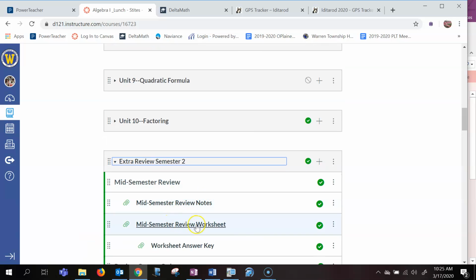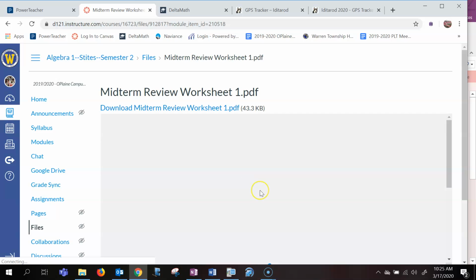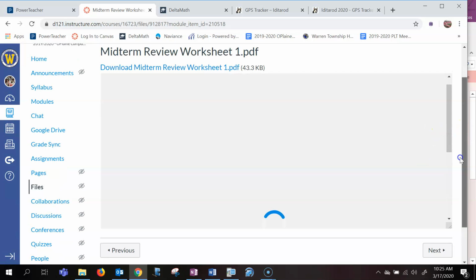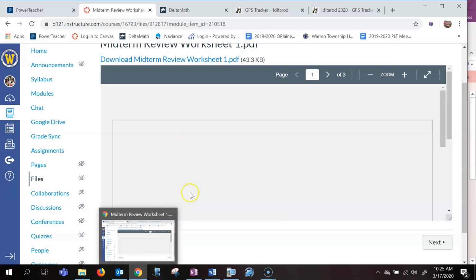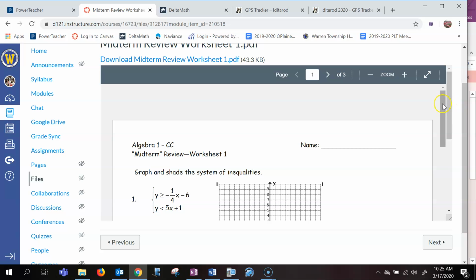So there's a mid-semester review worksheet and an answer key. So you could open this up, and if you have a printer, fantastic, you can print it. Otherwise, you can do this on a loose leaf sheet of paper, and then the answer key is right underneath it. I don't know why it's loading right now. I guess my internet is being difficult. But you know, you can go ahead and you can work on that. And also notice I opened up all of our Canvas quizzes from this semester, so you can do those. Here we go. You can do Canvas quizzes for extra practice as well.